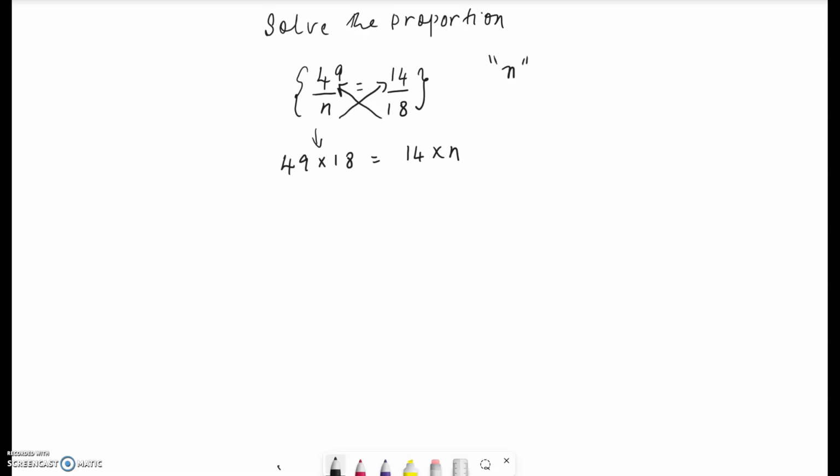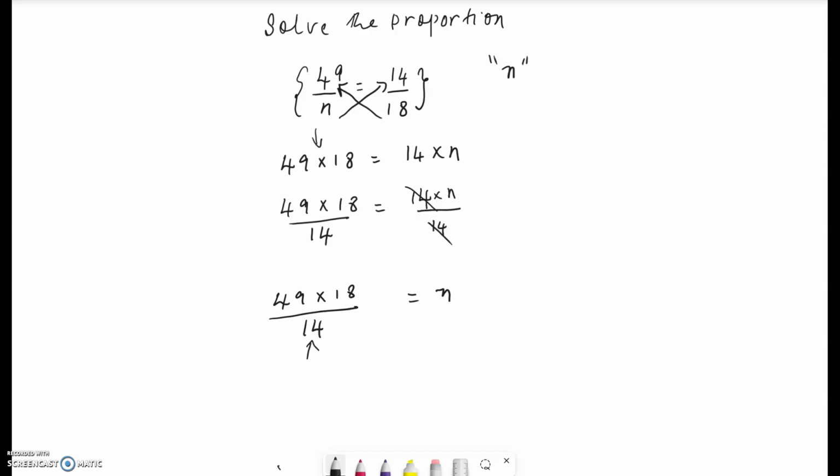Because what you need to do first is solve for n. We divide both sides by 14 in order to solve for n. So the 14 gets cancelled and we get n by itself. So 49 times 18 over 14 is n. So we've solved for n. All we need to do is simplify.